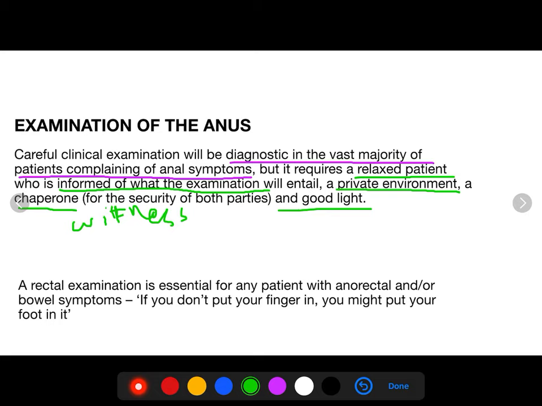بس نشوف نفحص نقدر نشخص الحالة مالت الأينال باثولوجي. وش نحتاج بها؟ نحتاج بها لازم البيشنت يكون ريلاكس وانفورمد ونفهمه شنو راح نسوي لها. برايفت انفايرمنت يحتاج، وشابيرون لازم مرافق يكون عندنا، ويتنس لازم اكو، يعني ما تفحص المريض الأينال باثولوجي وحده، لازم اكو وياك مرافق يكون او ويتنس، ونحتاج جود لايت.